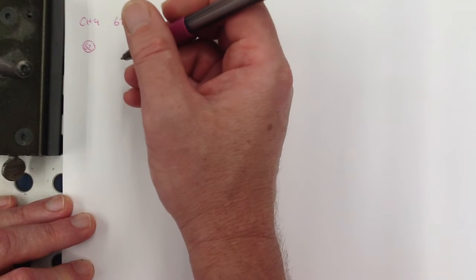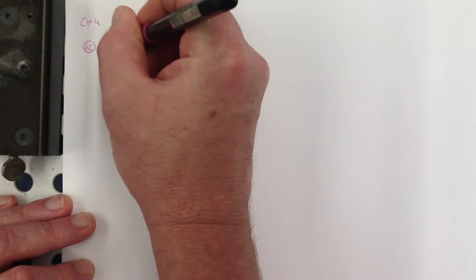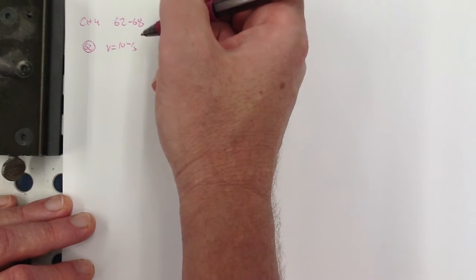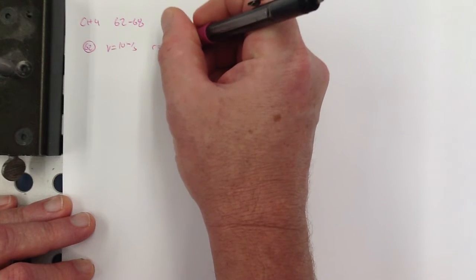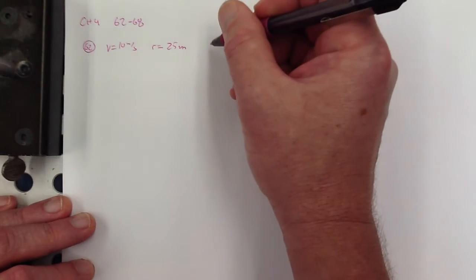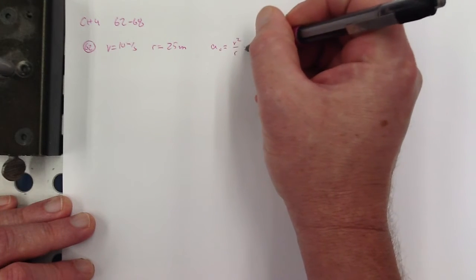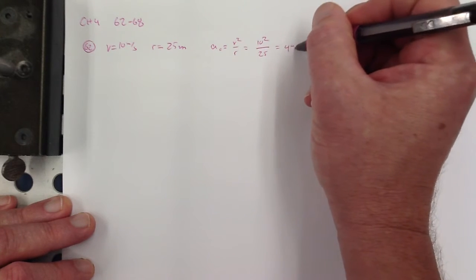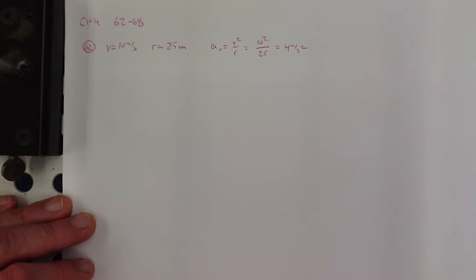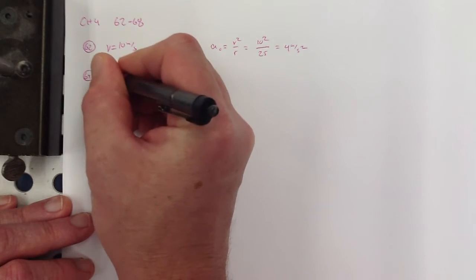What is the magnitude of the acceleration of a sprinter running at 10 meters per second when rounding a turn of radius 25 meters? And what do they want to know? Well, I guess there's not much to do here. The centripetal acceleration is v squared over r, so that would be 10 squared over 25, which is 4. Not much else to say about that, and of course, it points toward the center of that circular path.